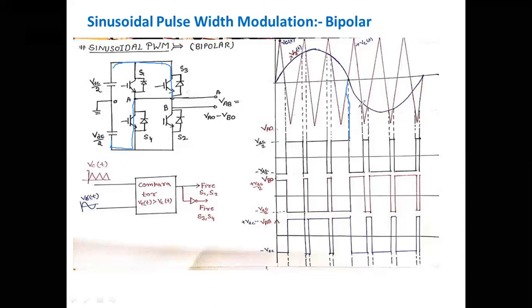So the negative terminal of this will be larger. It means we can say here that the reference signal is greater than the carrier signal, because this is the term in negative. Okay, so when the reference signal is greater than the carrier signal, what happens? VA0 is positive, so you can say that here VA0 is positive because S1 and S2 are on. So VA0 is positive and now VB0 is negative.